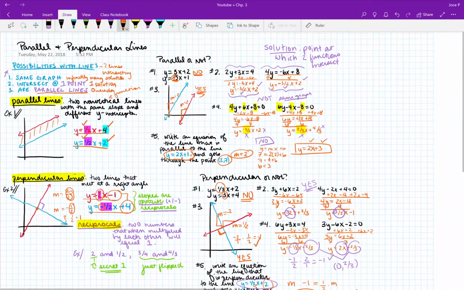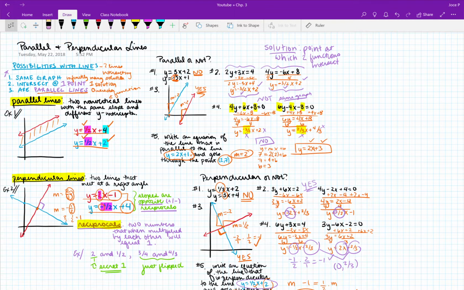This is a lot to take in at once, so watch the video again, pause it if you have to, do the questions along with me at the same time if it'll help. This is a lot, parallel and perpendicular lines, and then the next chapter we're going to be doing is about actually finding the solutions, finding the points at which these two lines intersect. Thanks, guys. I'll see you next time.